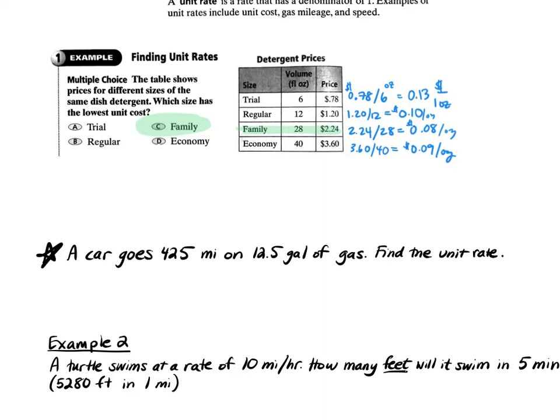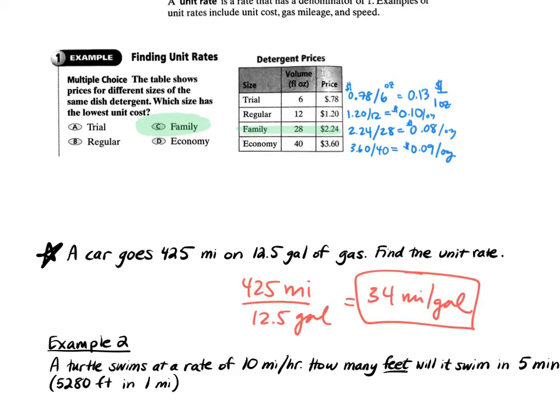A car goes 425 miles on 12.5 gallons of gas. Find the unit rate. So what's the unit for how far does he go on 1 gallon? Okay, so do that unit rate on your own. So pause the video. Then I'm going to have the answer when you get back. Okay, so pause it, try it on your own, and then check your answer. Okay, did you pause? Okay, here's the answer. So if you took 425 miles divided by 12.5 gallons, that means you're getting 34 miles for every gallon of gas.